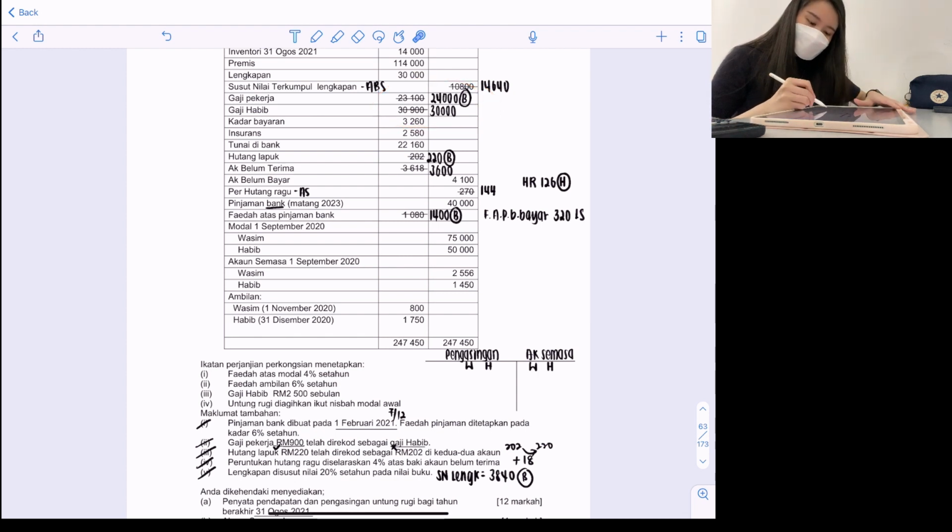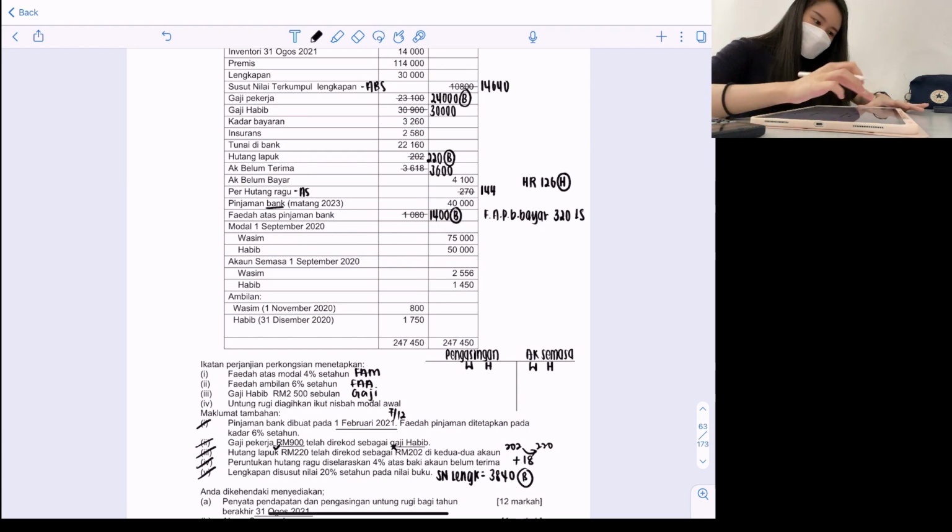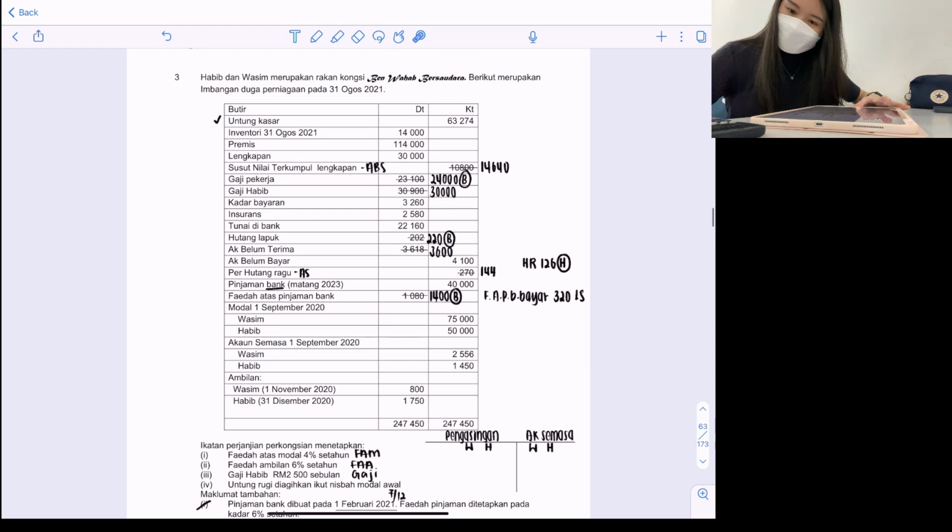Okay. So we start from faedah atas modal. Call it FAM in short. Faedah atas ambilan, FAA, and then gaji, just gaji lah. If you want to write Perkongsi, go ahead, no problem, as long as you understand, okay? So 4% model. Follow here. Both you give them 4%. 3,000 for Wasim. 2,000 for Habib. So this one you can just repeat the same thing into the table.